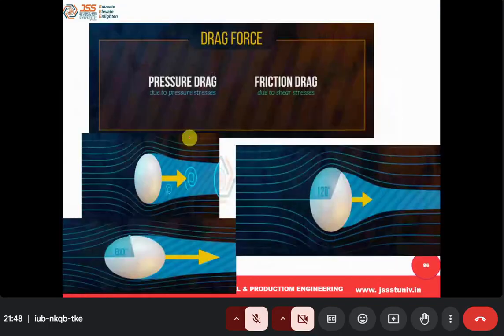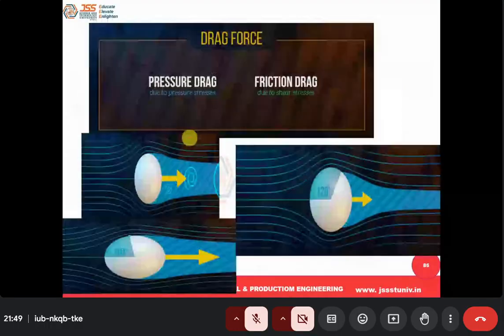Coming to the drag force, basically this drag force is not a necessary force. As its name indicates, drag will oppose the movement of the body. So as much as possible, we need to reduce this drag force. When the drag force is reduced, obviously there is an increase in the lift force.